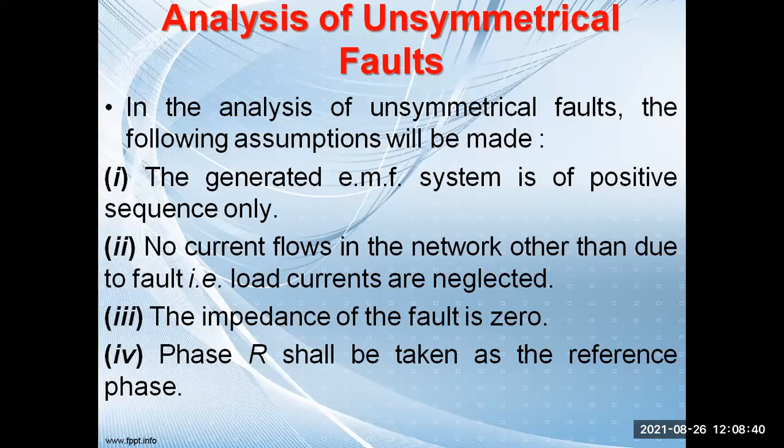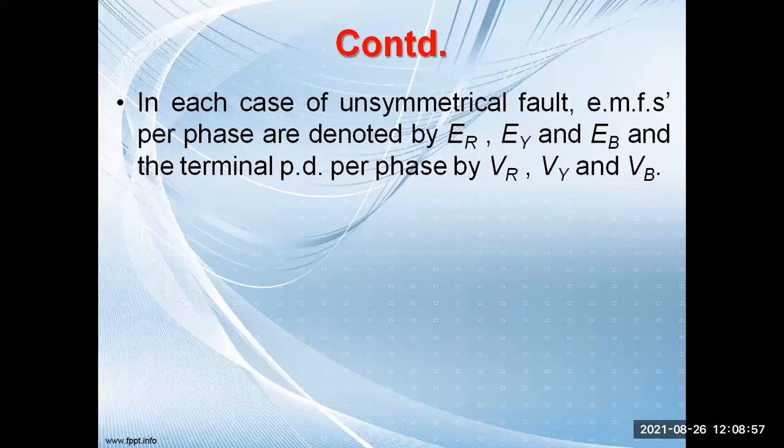Third, the impedance of the fault is 0. Obviously, if there is a fault in any circuit, the impedance of that particular circuit will be 0. Now, phase R shall be taken as the reference phase. Always we need to understand that the R phase is always taken as the reference phase. In each case of the unsymmetrical fault, EMFs per phase are denoted by ER, EY, and EB, and the terminal PD per phase by VR, VY, and VB.